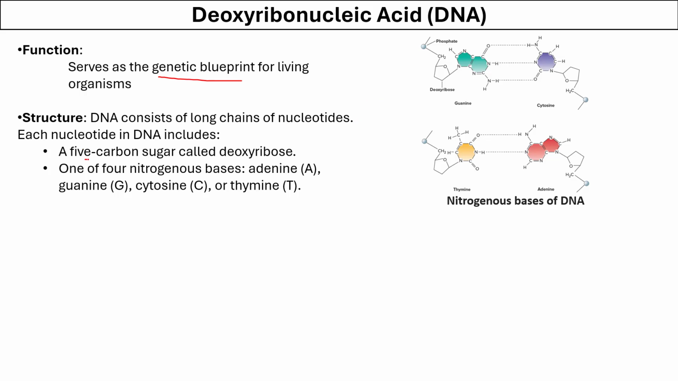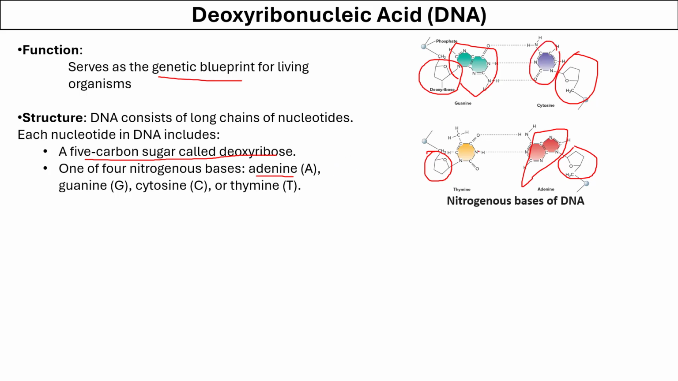DNA is made up of nucleotides, and these nucleotides are made up of deoxyribose sugar, this one, and four kinds of nitrogen bases. Adenine, which is this one, the double ring structure, or guanine, double ring structure here, or cytosine, the single ring structure here, or thymine, the single ring structure here.